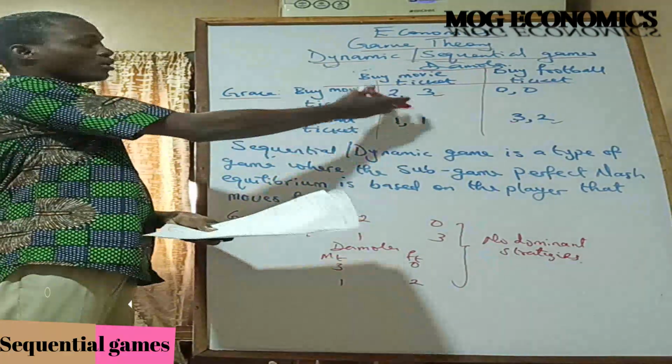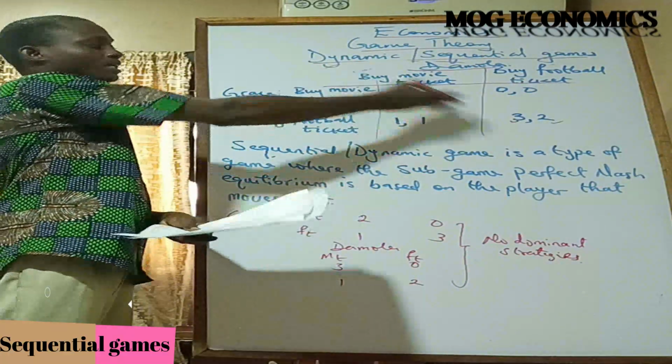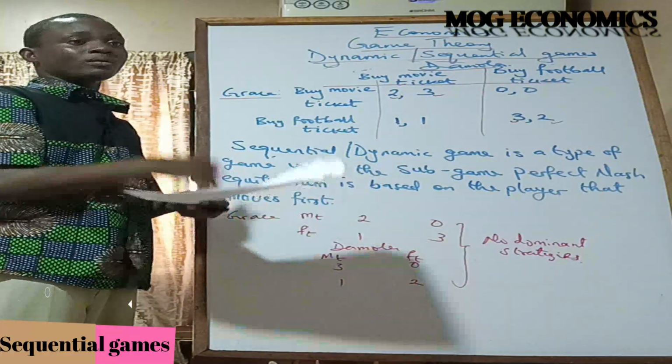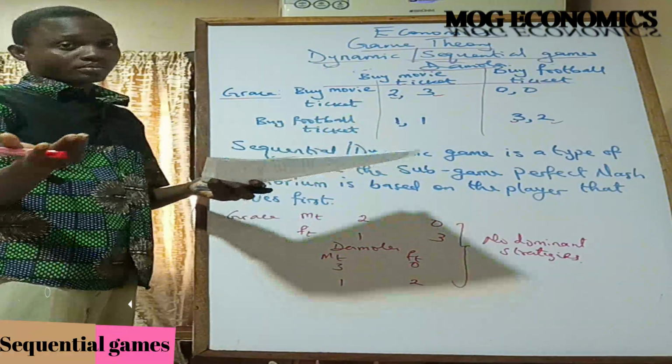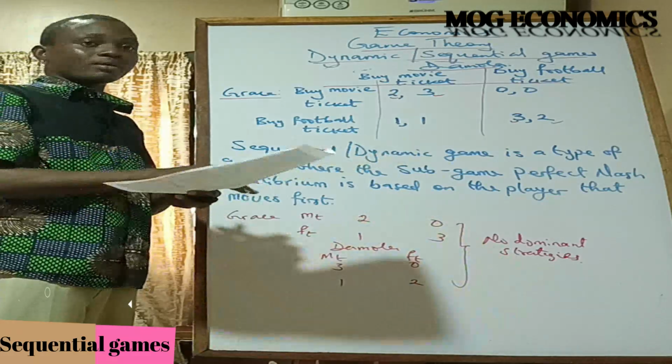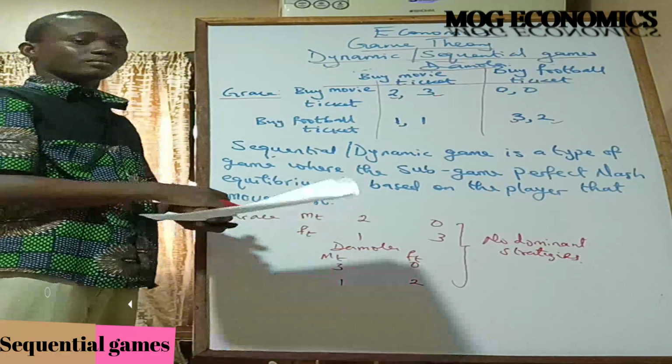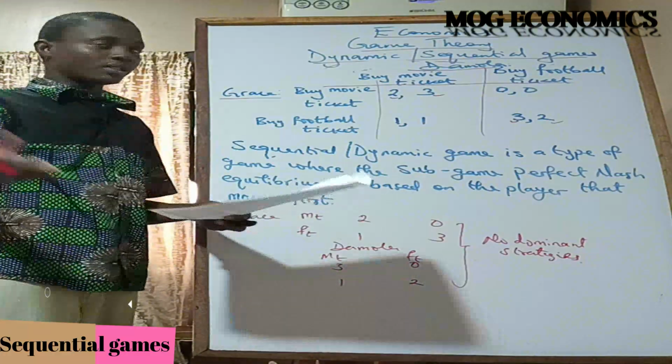You can see that they are cooperating, doing the same thing, and they are getting the higher payoffs. In a prisoner's dilemma, they don't cooperate. If they had cooperated, they would have gotten something better. But here, they're already cooperating. So I believe you understand that.